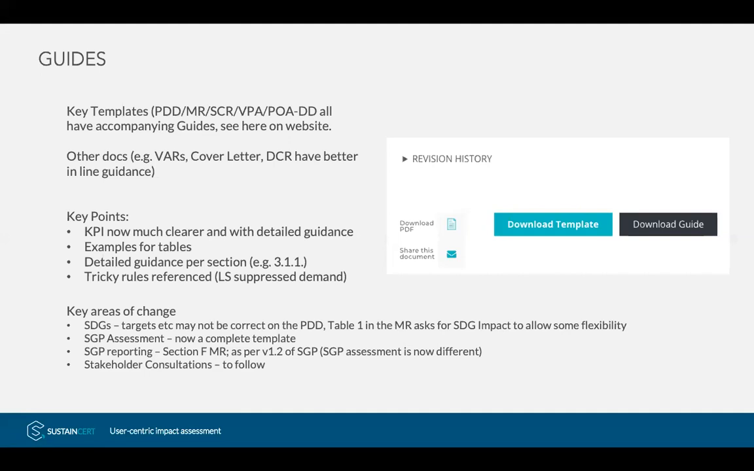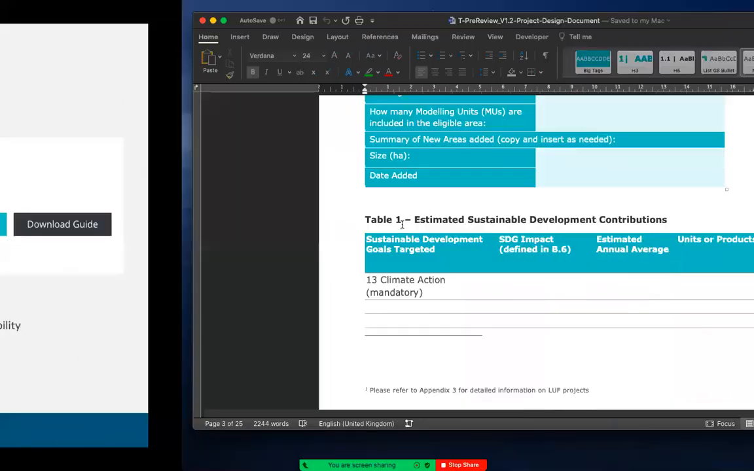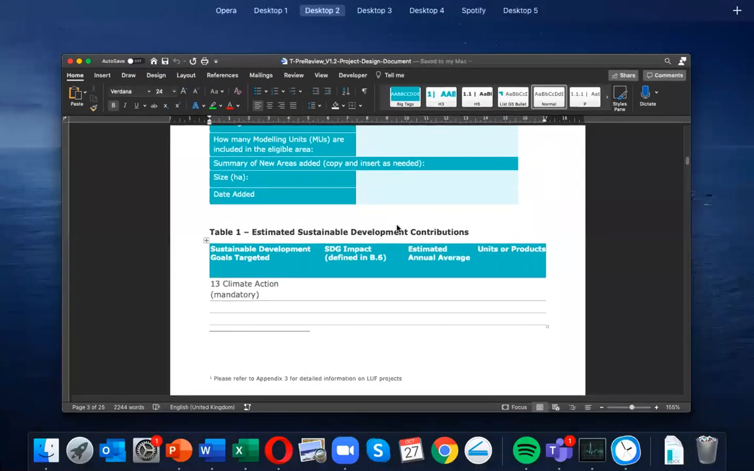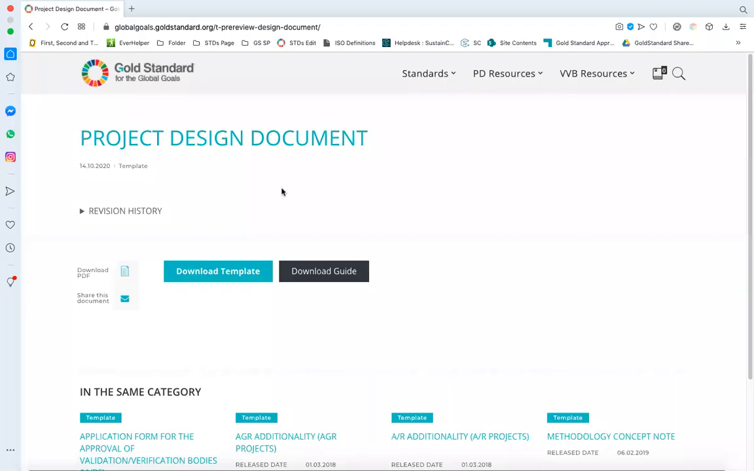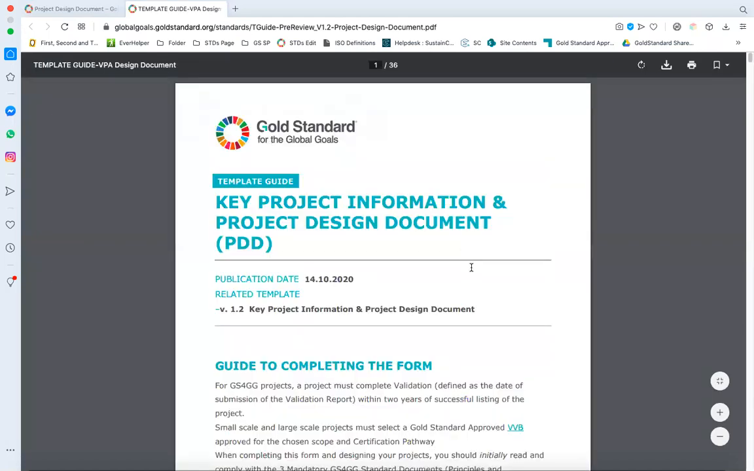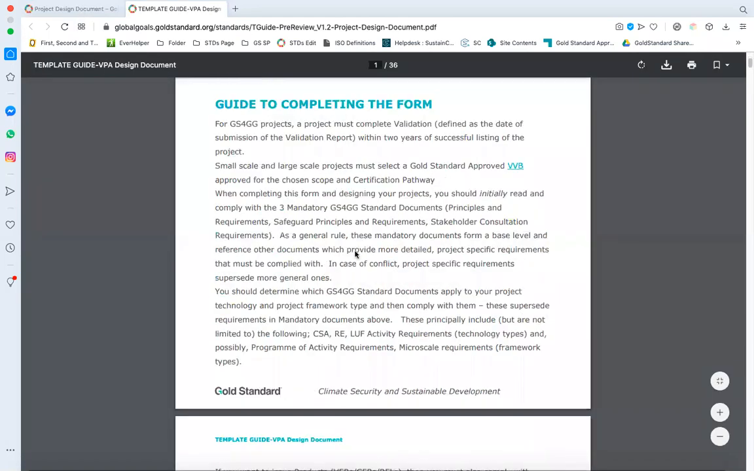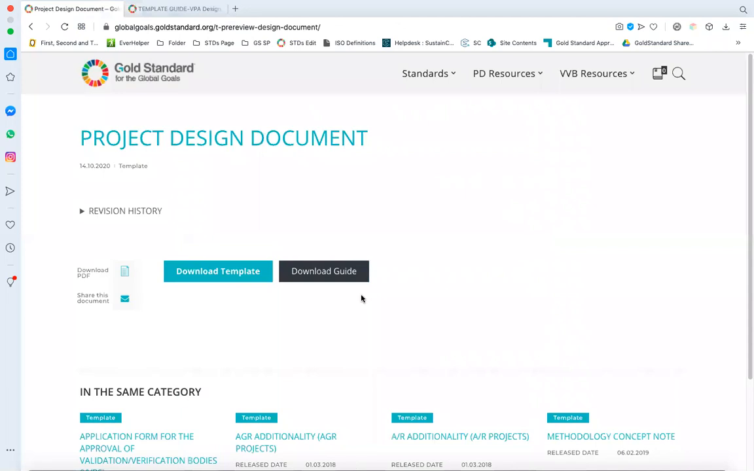Some documents have more detailed guidance. Where this happens, you will see it on the website. I've got a screenshot of it, but I'm going to show you what it looks like on the screen. So this is what it looks like on the Gold Standard website. The template is here, and wherever there is an additional guide available, it's here. You just click it, and then you get a PDF that matches the format of the host document.